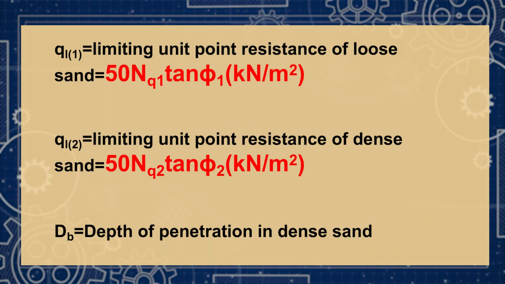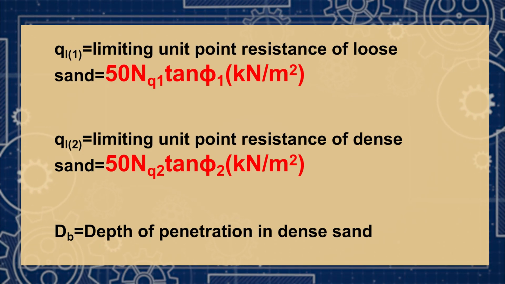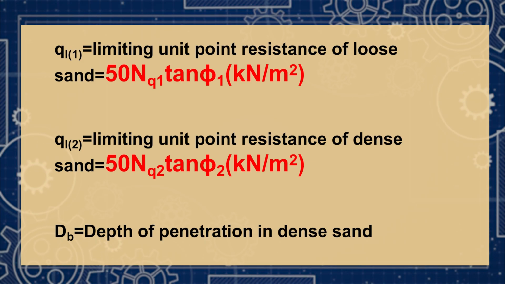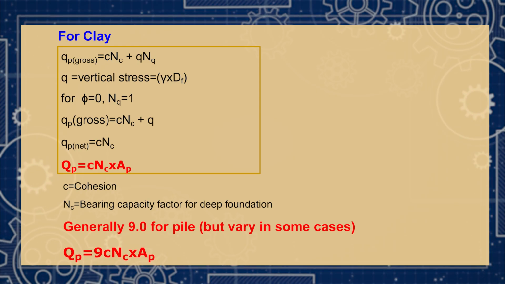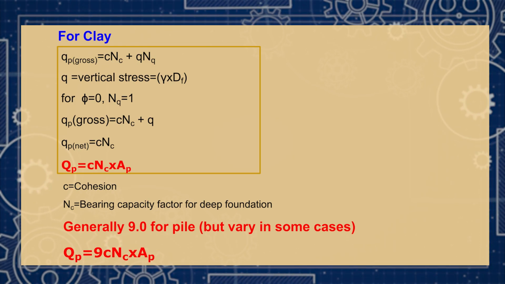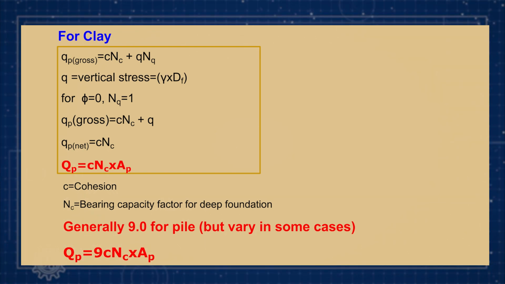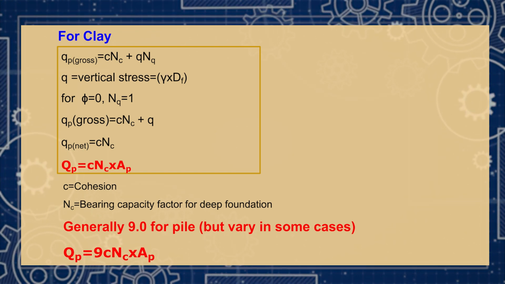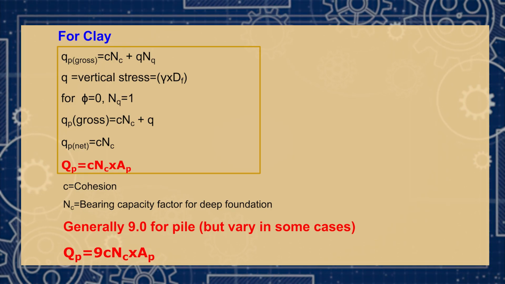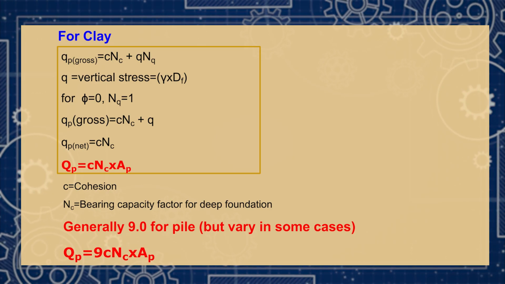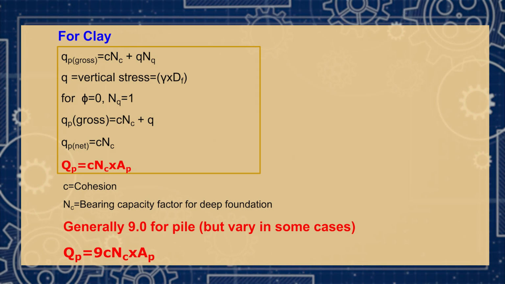The unit will be kilonewton per meter square. Capital D will be the depth of penetration in the dense soil. For a clay, the formula will be cNc plus qNq. Generally, c equals cohesion, and Nc is the bearing capacity factor for the deep foundation. Generally we will take 9 for the pile, but it may vary in some cases. So the formula will be Qp equals 9 c Nc into Ap.